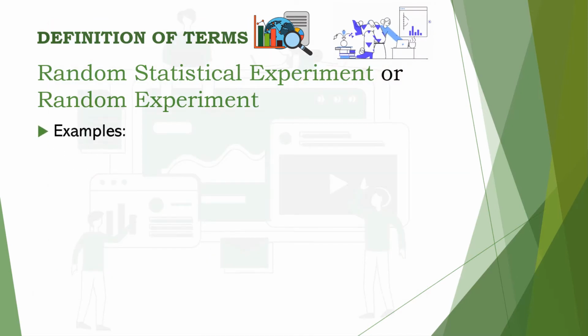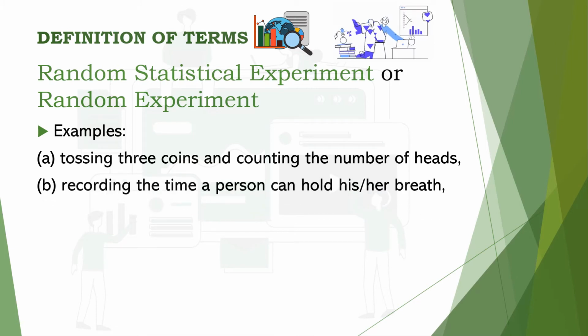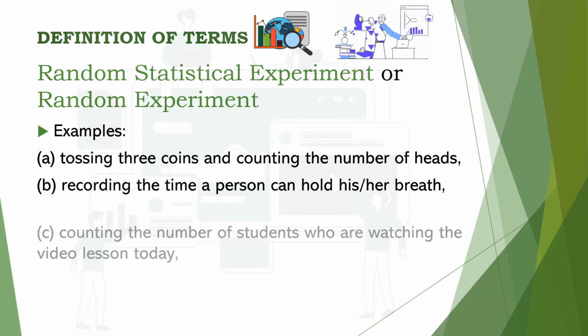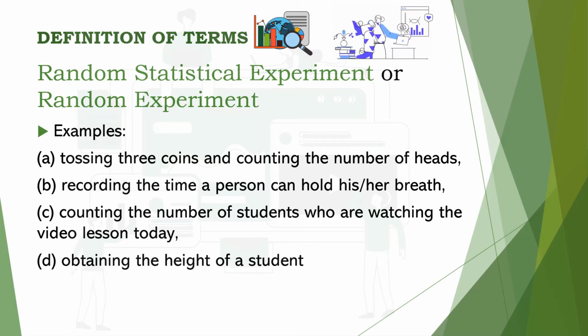Okay, so here are some examples of a random experiment. First, tossing 3 coins and counting the number of heads. Next, recording the time a person can hold his or her breath. Another one, we have counting the number of students who are watching the video lesson today, and also obtaining the height of a student. So along this topic, you will be encountering experiments like rolling a die, drawing a card from a standard deck, and so on.